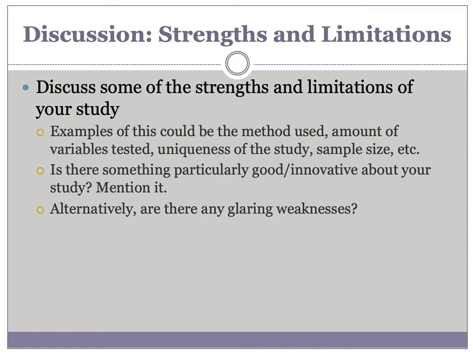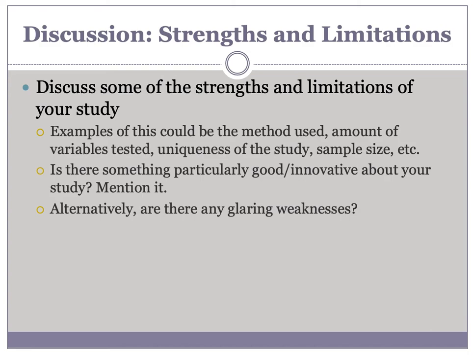So, as I had mentioned before, you'll need to talk about your strengths and limitations in a discussion section. Examples of this could be the methods that you used, amount of variables tested, the uniqueness of the study, your sample size. It might be the case that you felt that the tools you had, the questionnaires you used, were not really the best for your study, but it's just what you had available. So acknowledging things like that. The reader might already have their perception of what the limitations are, but you are the expert on those limitations, so it's good to give a head start by communicating them.